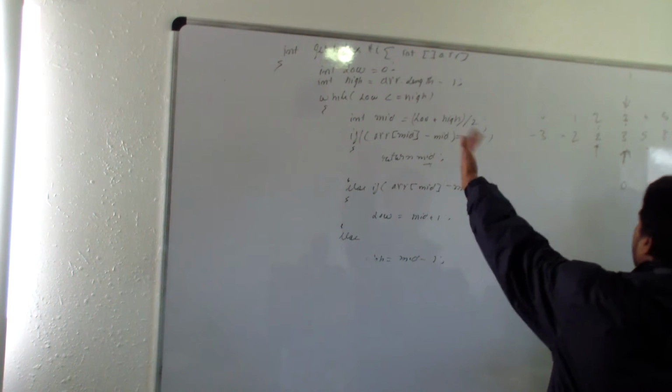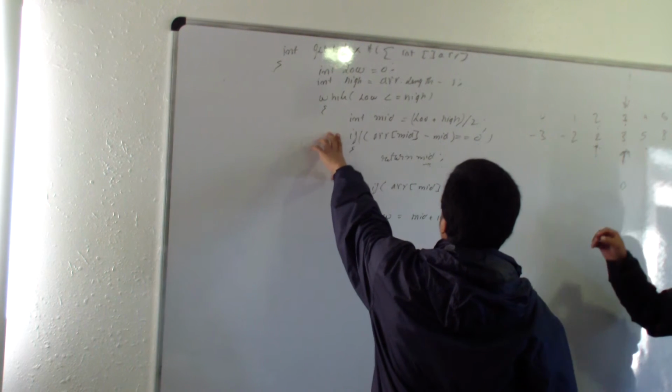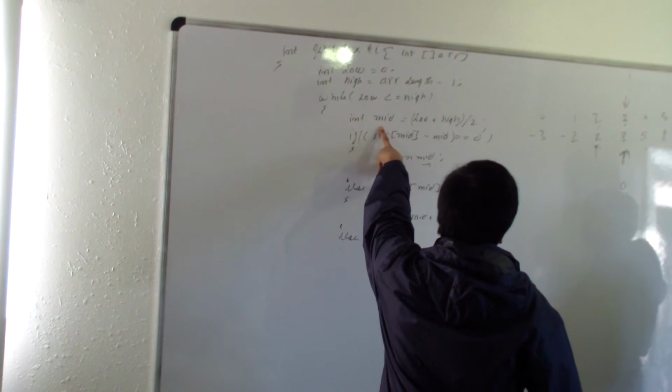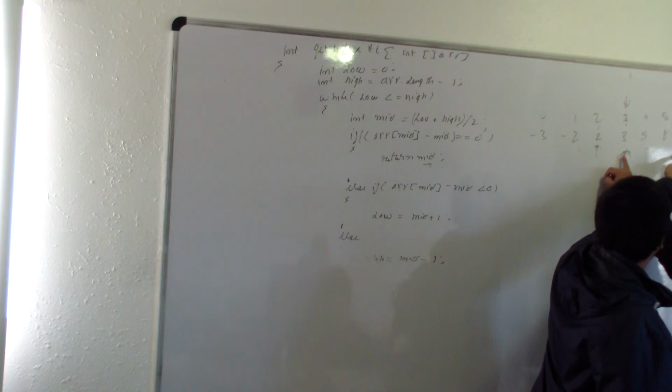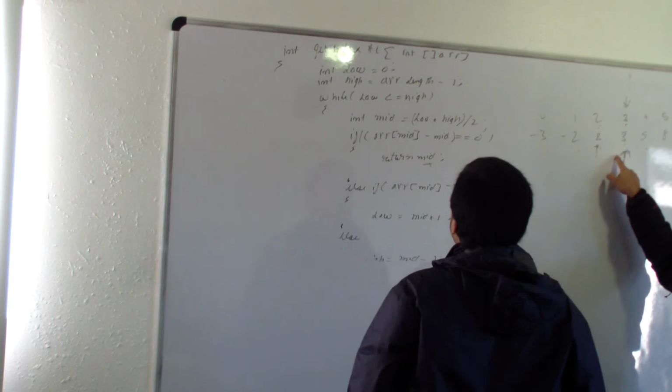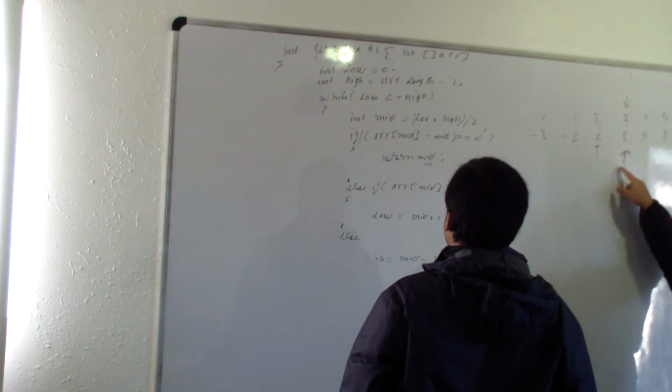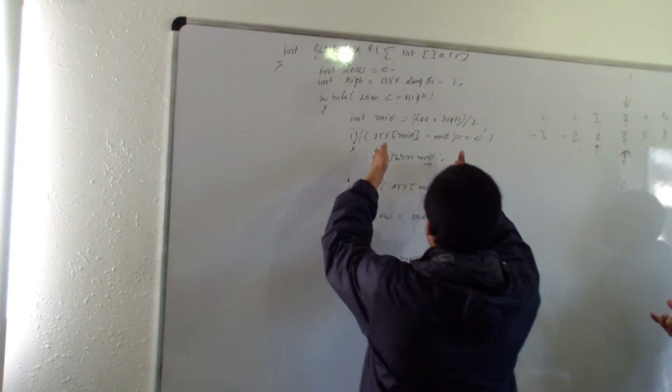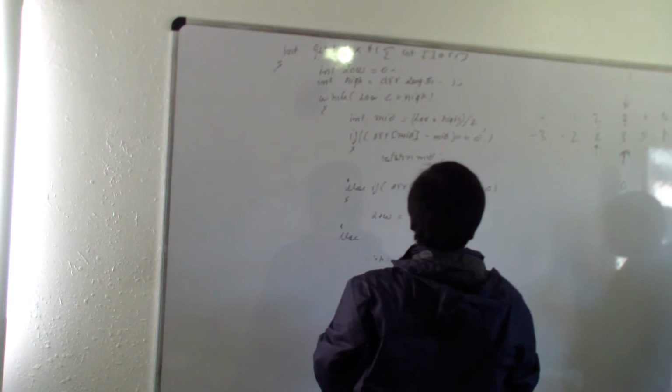Run this until you find it, right? So what will become my mid? Mid is now again low plus high by 2. This and this you can choose, or this and this you can choose. See, you can go either way. You found mid, right?